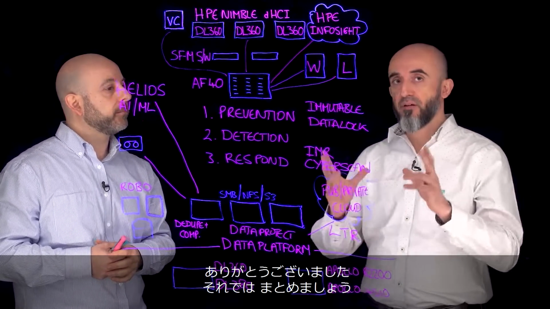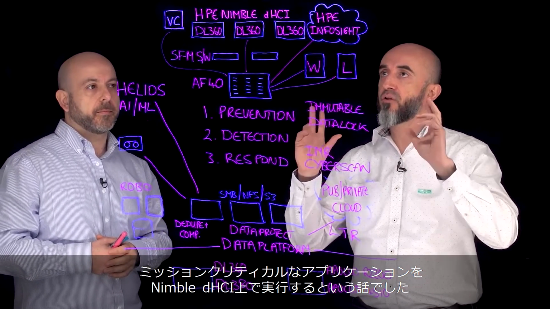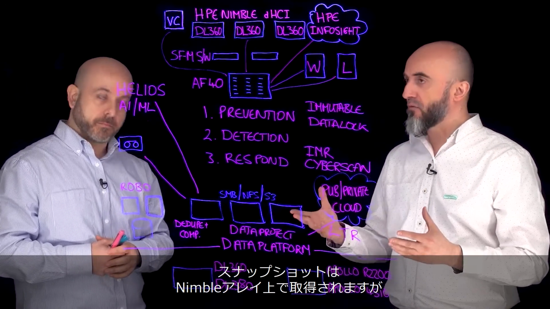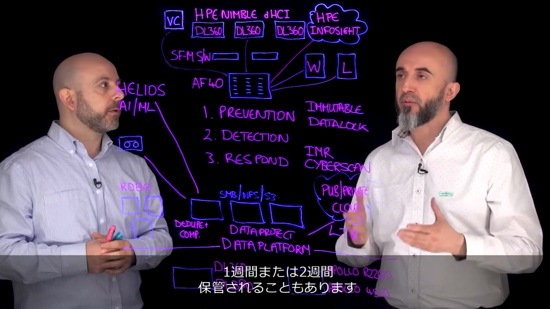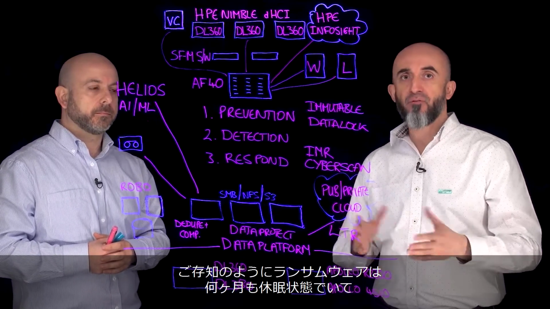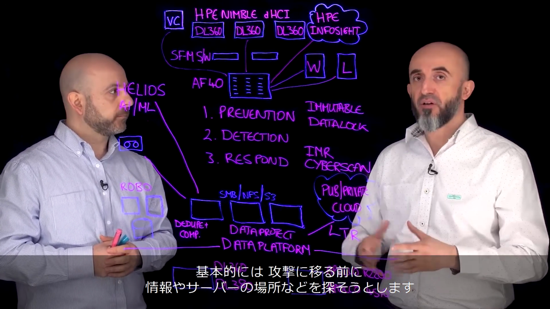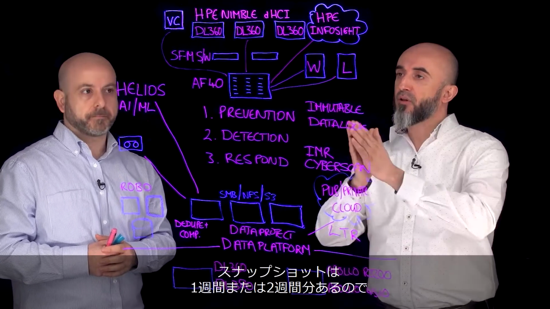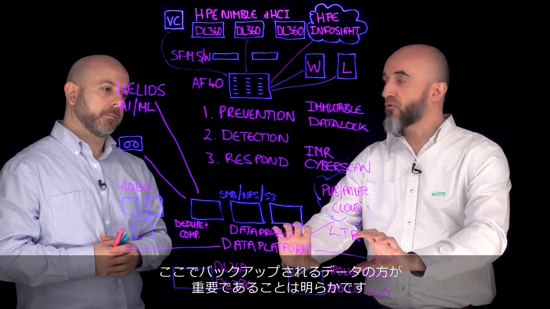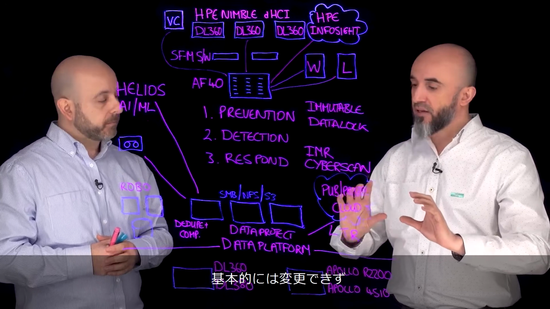So let me just summarize everything, folks. So right now we were talking about running your mission critical application on your Nimble dHCI, right? We are doing snapshots on the Nimble array itself, but you might be keeping snapshots for maybe a week or 2 weeks, right? As you know, ransomware could stay dormant for months, and then before the attack, they basically try to find out where the information is, where the servers are, things like that. So since we have snapshots maybe for a week or 2 weeks, obviously data being backed up here is more important, right? So you're telling me that the file system is immutable, so basically it cannot be modified.